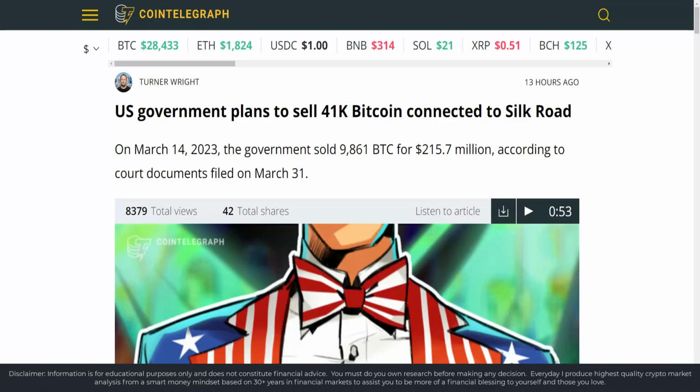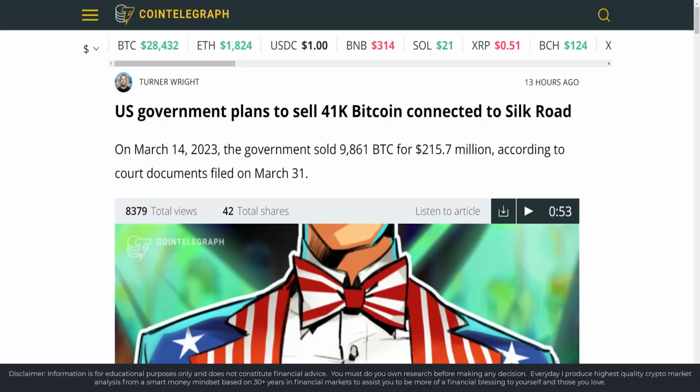The US government plans to sell 41,000 Bitcoin connected to Silk Road. When people see a news headline like this, what do they do? They panic first and research second. Inside our global family, we do the exact inverse of that. What do we actually see here? On March the 14th, 2023, the government sold nearly 10,000 Bitcoin for approximately $216 million. What do we need to do?